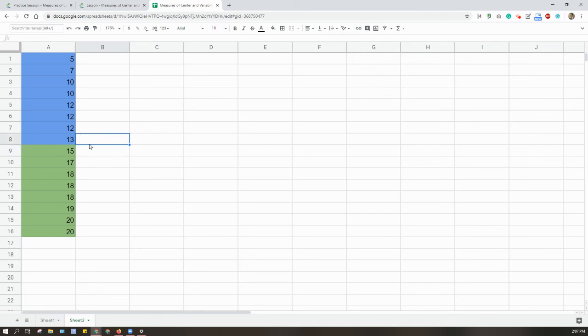The median should be exactly what splits them. See, we had an even number of data points. We had 16. So there is no exact middle number. So we have to choose the average of the 2 middle numbers. So what's the average of 13 and 15?